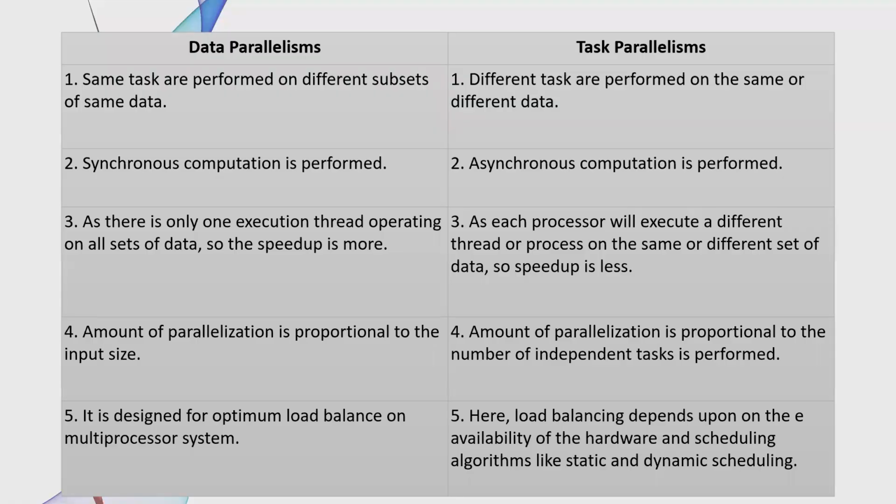Now I conclude with a comparison study of data parallelism and task parallelism. Here you can see that in a data parallel system, the instructions are synchronous and the same, whereas in the functional parallel system, the instructions are different. The data can be the same or different as the case may be.